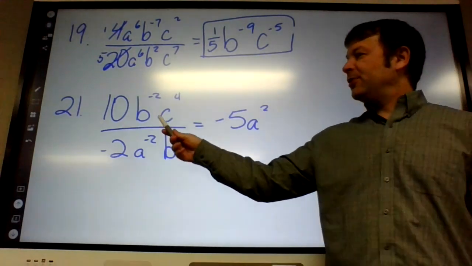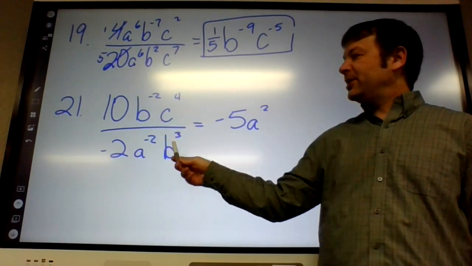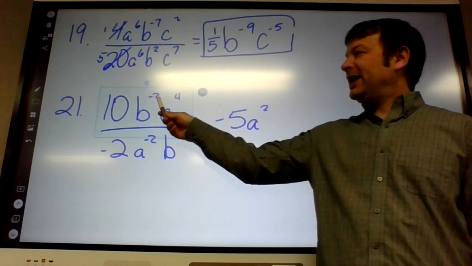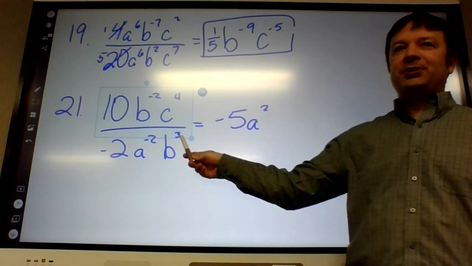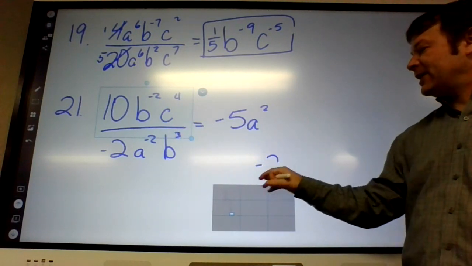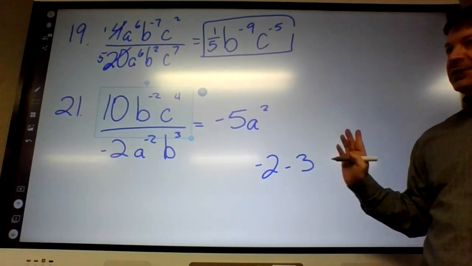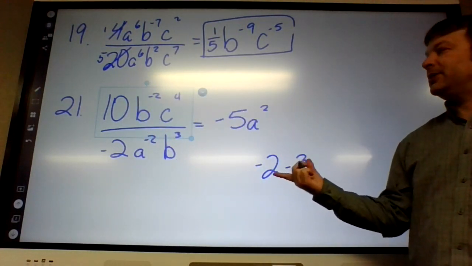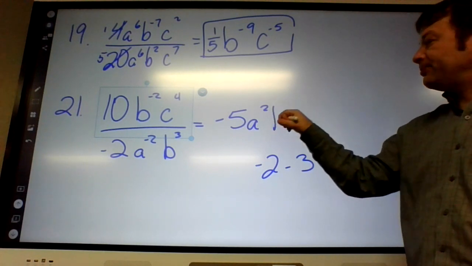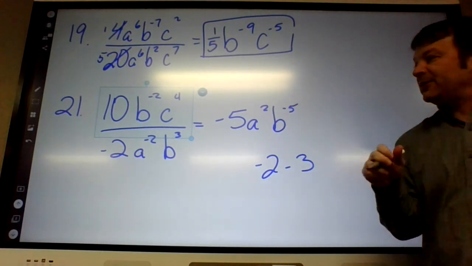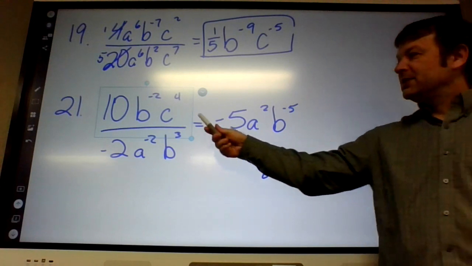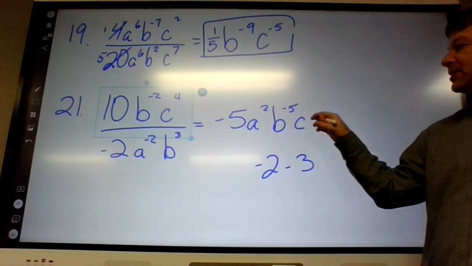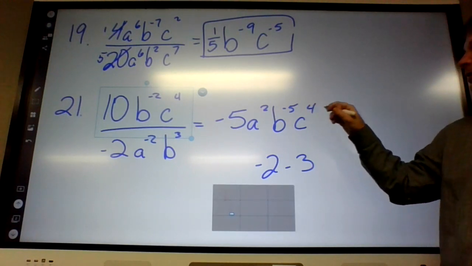All right. For the b's, what am I going to do with the b's here? Subtract. Negative 2 minus 3. Negative 5. That's like left 2, left 3. So it's all the way to negative 5. If you still struggle with these, just use your calculator. Make sure you got it right. B negative 5. C4, can I do anything with that? It's already on the top, so we're just going to leave it alone. C to the 4th.